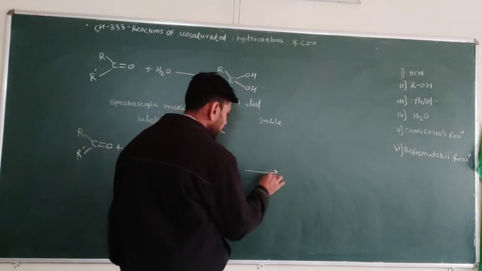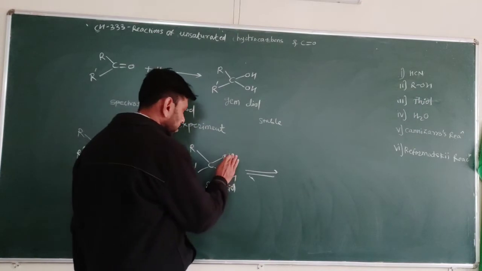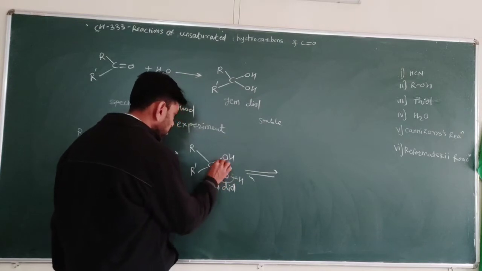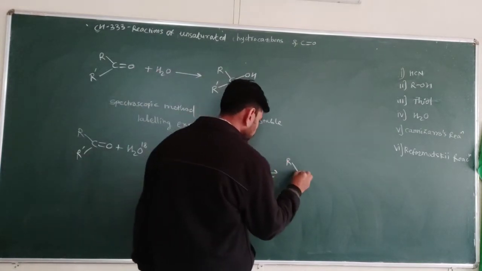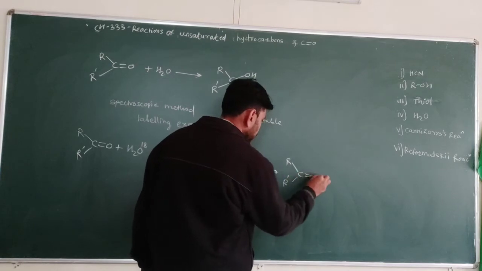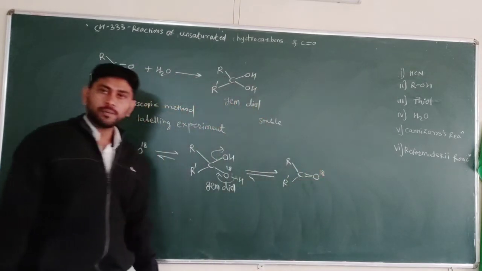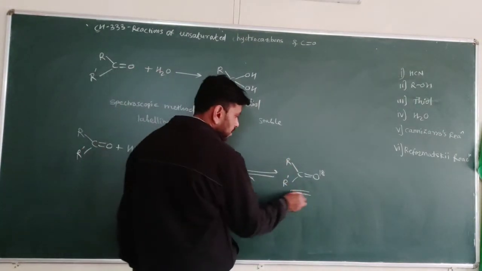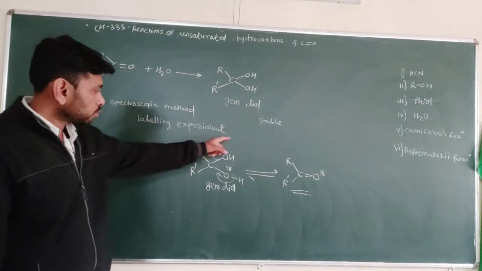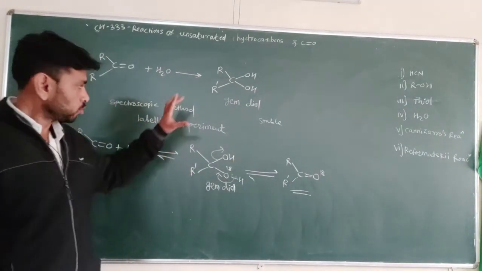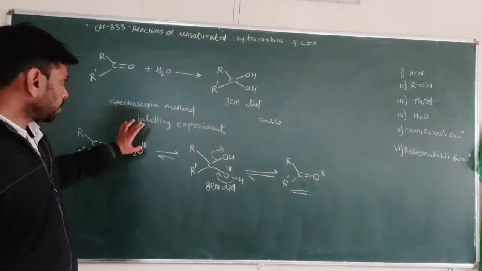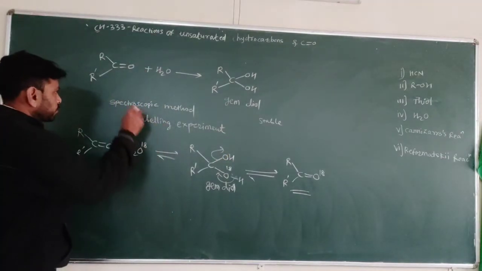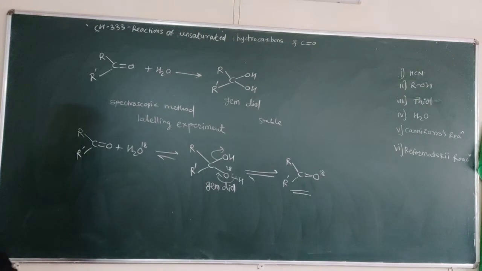If decomposition of this occurs, then see here, removal of this one. So decomposition of this again leads to the formation of the carbonyl compound with labeled oxygen incorporated into the carbonyl compound. So in this labeling experiment, this oxygen is incorporated into this. So this possible mechanism is true. This is the evidence for the presence of gem diol in the mixture or in the solution. So this is addition of water molecule.